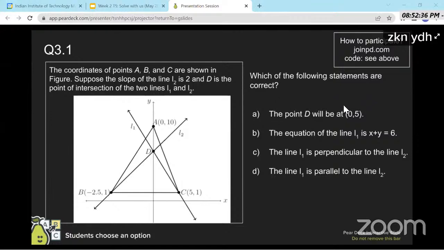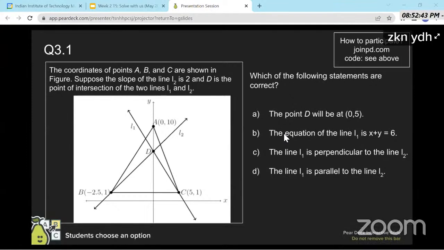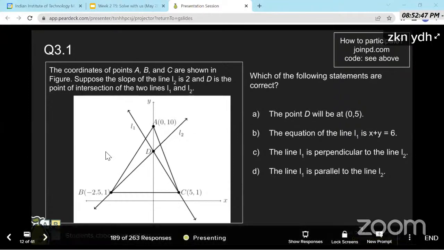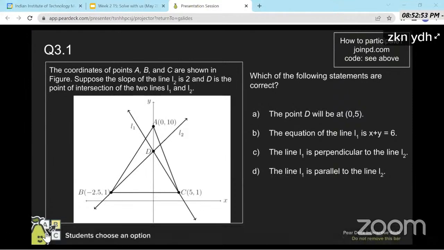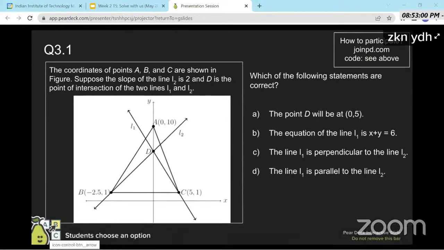Sir, for finding the equation of L2, we are going to put the slope and point in the point-slope form, isn't it, sir? Right. And for L1, we are going to find the point D. That's what you will do. You see first. Yeah, go ahead. Or should I just discuss the solution, because I know what you are trying to say is something I have done. So maybe I can just discuss that.